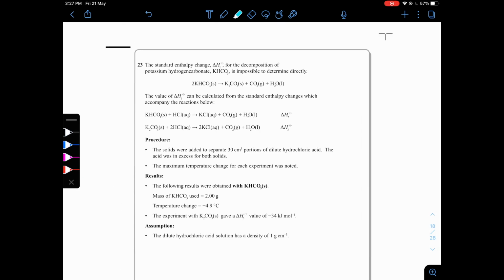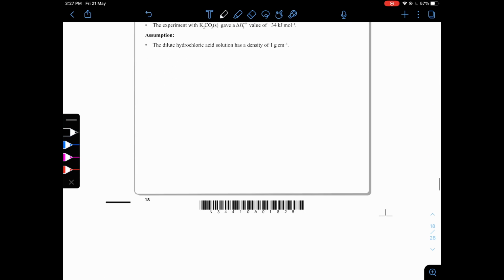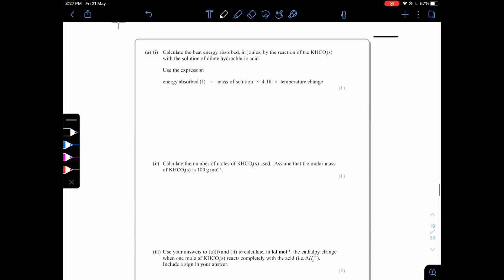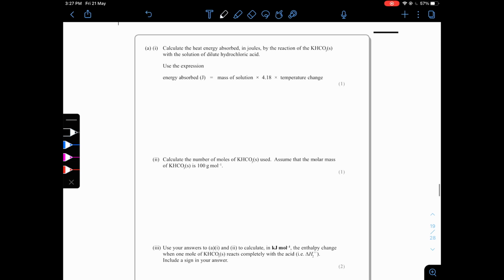So we have the standard enthalpy change of the decomposition of potassium hydrogen carbonate. So let's see. This is the procedure and they're giving you lots of information. So let's see what the question is first. They're asking you to calculate the energy absorbed in joules by the reaction of potassium hydrogen carbonate with the solution of dilute hydrochloric acid. They tell you what to use.